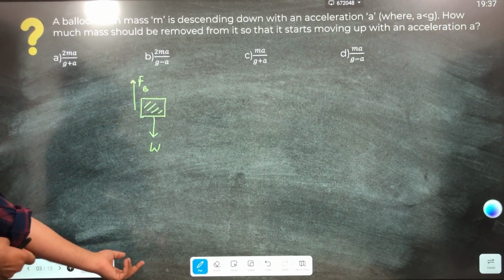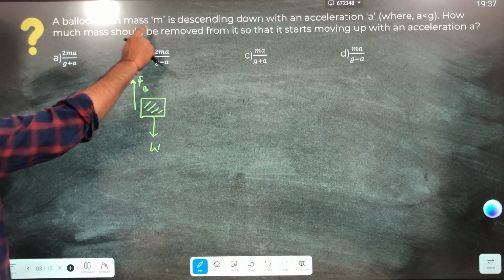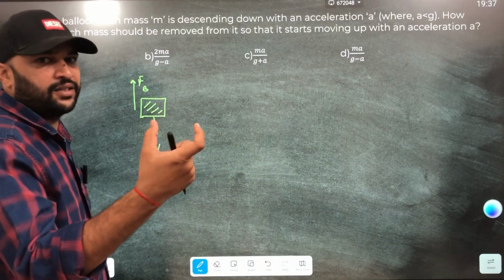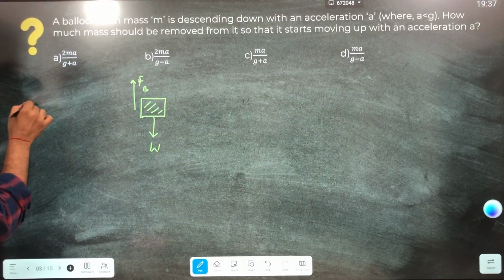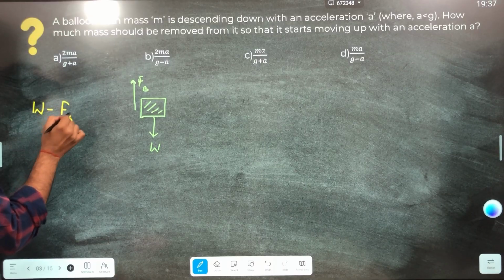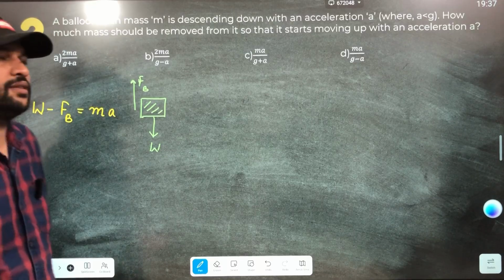So let's see this particular situation. Let's consider the first situation. A balloon with mass m is descending down with an acceleration a. So if it is descending down, the weight is more. So weight W minus the buoyant force will give it mass times acceleration of this balloon. I hope this is clear. This is our first equation.